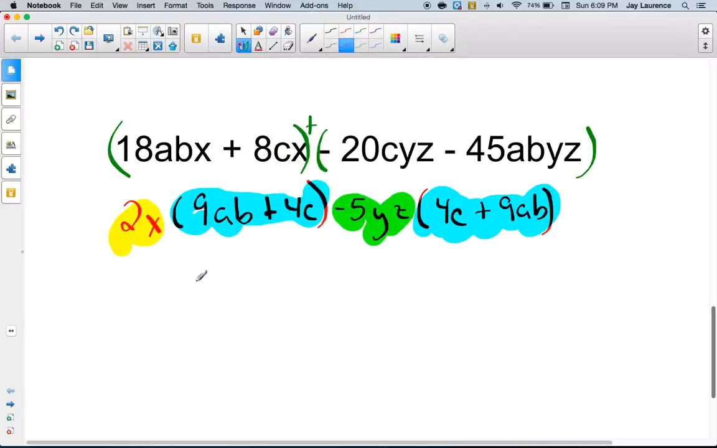All right, so I'm going to pull out 9ab plus 4c, because they are absolutely right. Morgan and Jared are correct.